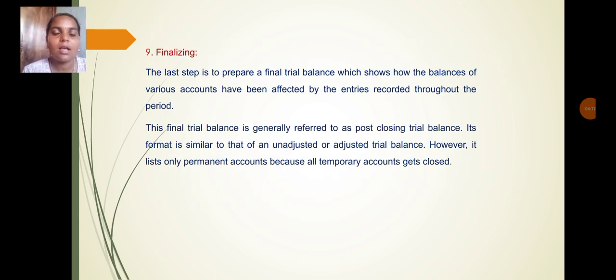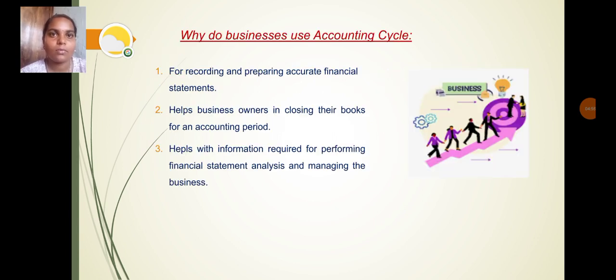Finalizing. The last step is to prepare a trial balance which shows how the balances of various accounts have been affected by the entries recorded throughout the period. This final trial balance is generally referred to as the post-closing trial balance. Its format is similar to that of the unadjusted or adjusted trial balance. However, it lists only permanent accounts because all temporary accounts get closed.